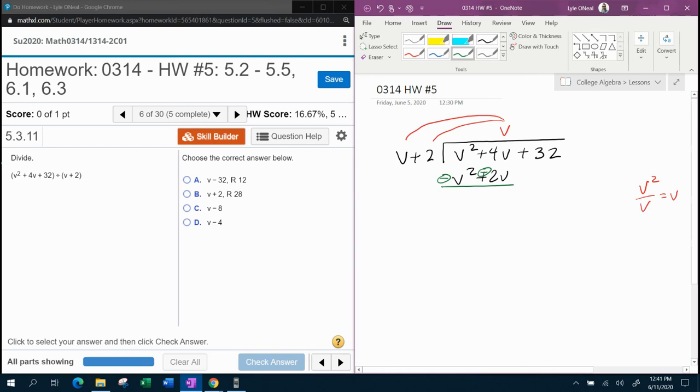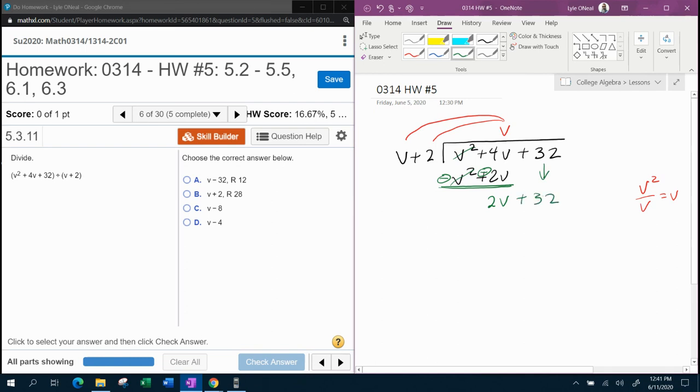Why do we do that? It's because we have to subtract. And since there's two terms, you have to subtract each one, okay? So it's just a lot easier to remember. Draw the line, change the sign. It'll work every time. v squared minus v squared, those cancel. 4v minus 2v gives me 2v. And then the constant drops down.